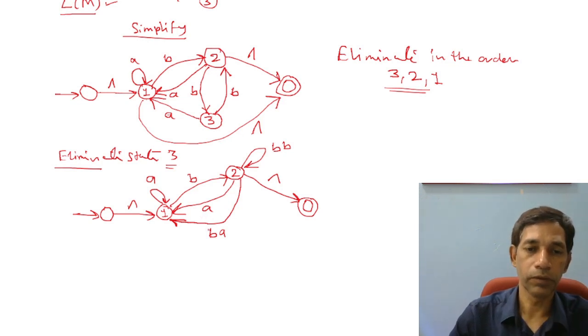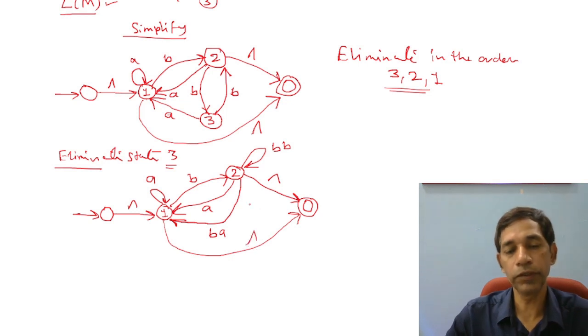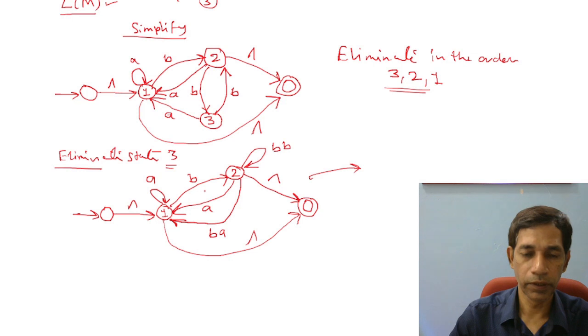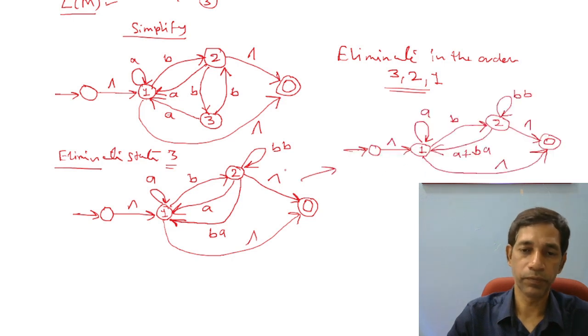And so you have bypassed state 3, and you have one direct edge from 1 to the final state for the null. So this is the form you have obtained. From this you can simplify these two, and once you unify these two, the resulting edge will be A plus BA. This is the simple form of the machine.